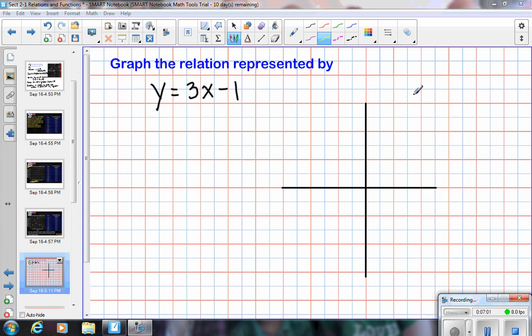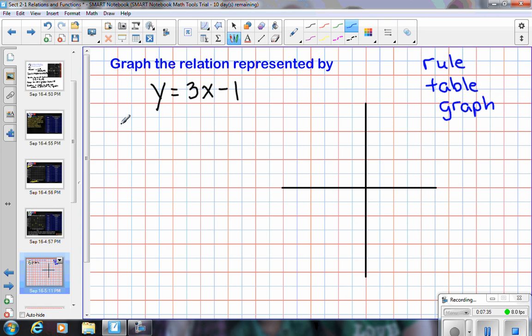Here we're asked to graph the relation represented by y equals 3x minus 1. So what you're going to do on this problem is start with a table of values. Actually, relations you can think of three different things. There's a rule, which in our case is y equals 3x minus 1. There is a table associated with that rule, which we're going to create, and there is a graph associated with that rule and that table. So every relation can be expressed by a rule, a table, and a graph.